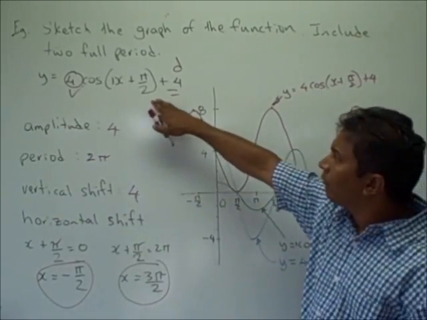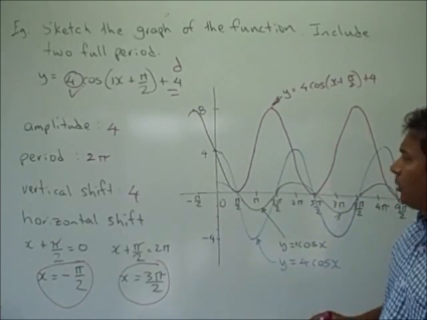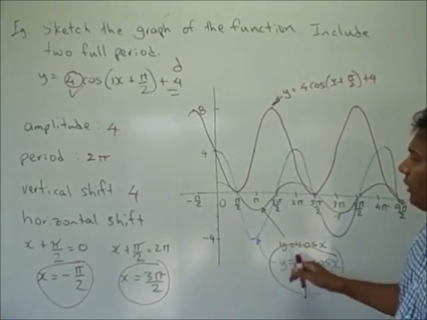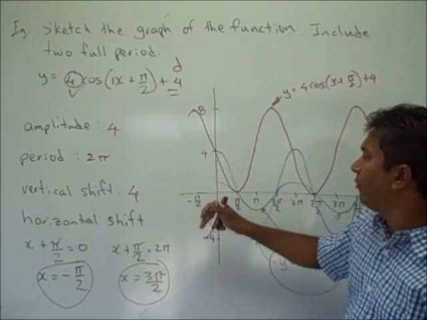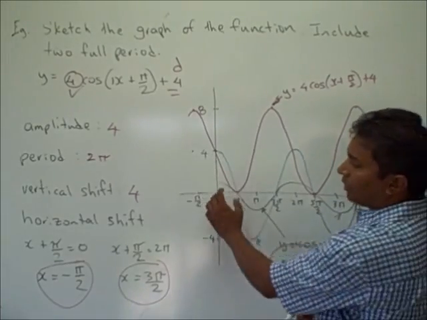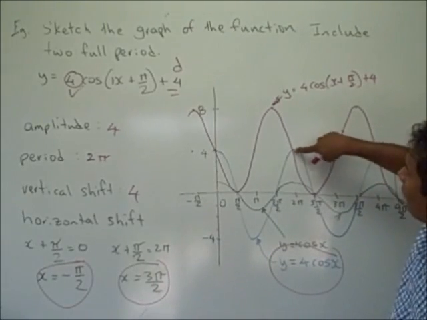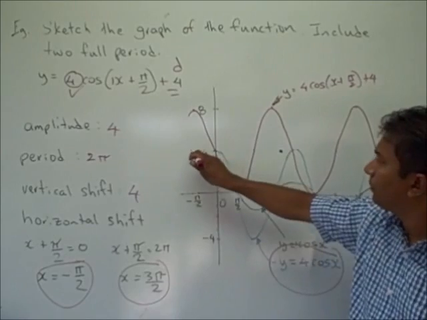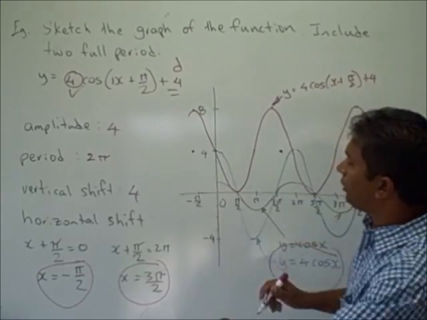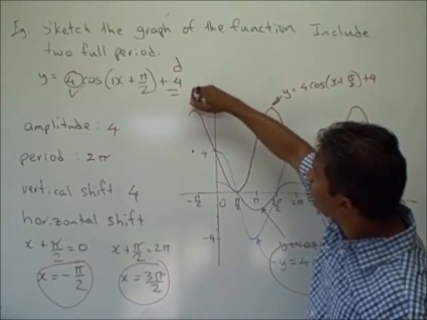We now need to think of our horizontal shift and our vertical shift. So this graph in blue, which is 4 cosine of x, is shifted to the left pi over 2 units. So instead of starting here, it's going to start here because it's shifted to the left pi over 2. Instead of ending at 2 pi, it's going to end at 3 pi over 2. Not only that, it's shifted vertically 4 units. So shifted pi over 2, up 4.